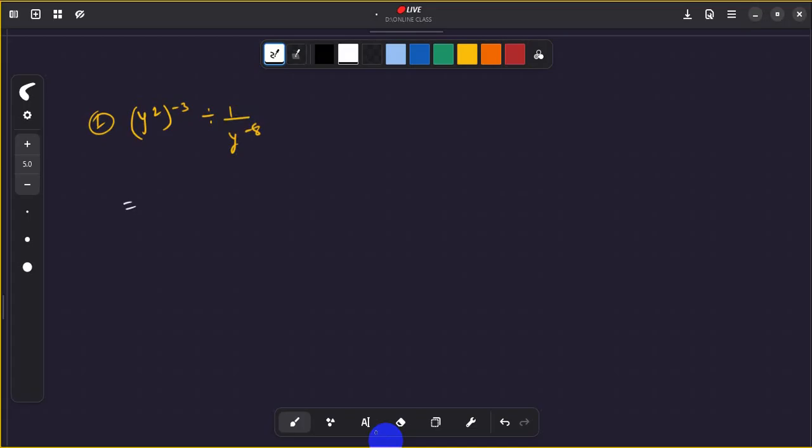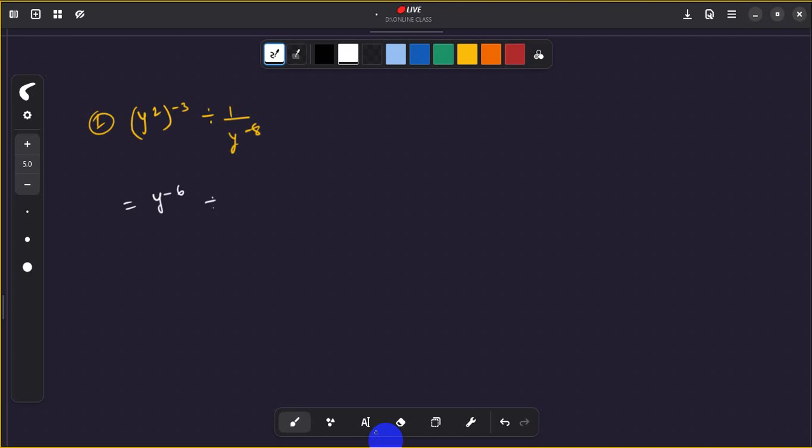Now we have to apply the laws of indices in both terms. Firstly, we'll apply the law of index here and here. Now firstly, in this case, it's power of the power. So the powers get multiplied. That is why we can write y to the power minus 6 here. Y squared whole to the power minus 3 is given, so y to the power minus 6 divided by 1 over y to the power minus 8.